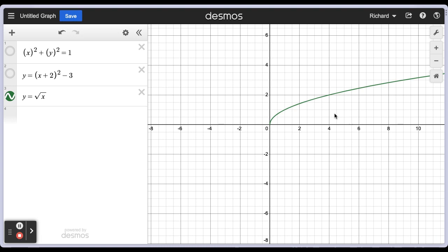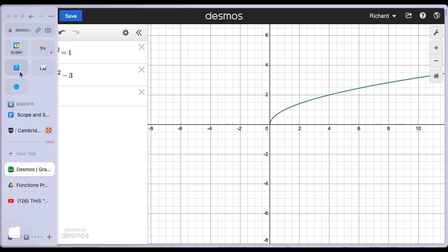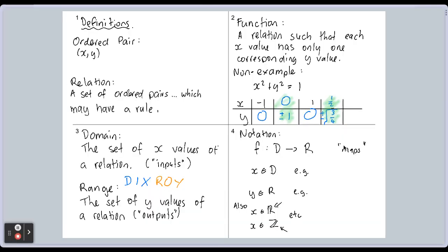So that's an example of where the domain might not be just any old number that you want. There's more and more examples that we'll come across as we go through it, but this is just to give you a bit of illustration of what's going on. So in slide 4 here, I've got notation, and you can write that down. I've got a bit more to say about that.